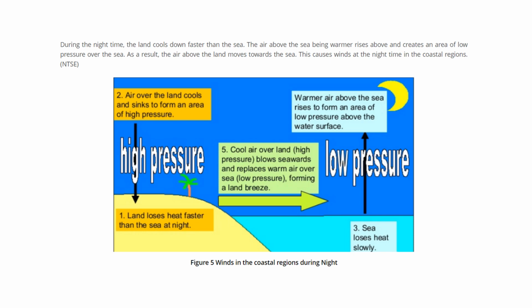So here, the cool air moves towards the sea, that is, it goes to the warm air. So this forms the land breeze. This is just the opposite of the sea breeze. You can compare. In the sea breeze, we saw that the land used to get heated up faster and it was creating a low pressure. Here, the land loses heat faster and it forms a high pressure. So you just have to compare the two yourselves and remember the definitions properly. Okay.